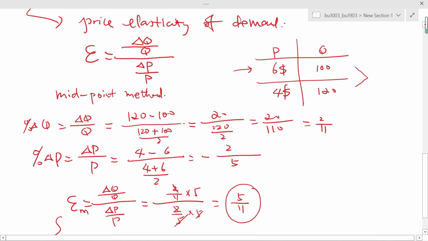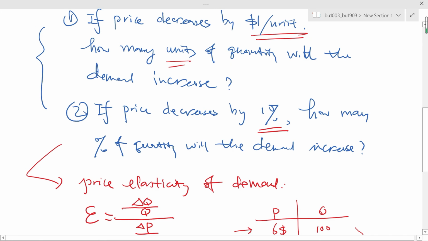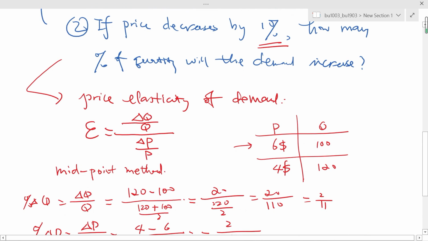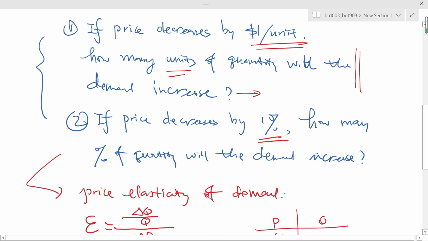Okay, let me go back to question 1. When we are asking questions like question 1 here, essentially for our data it says that if price decreases by $2 per ice cream, the demand will increase by 20 cones of ice cream. So when we talk about question 1, we are actually talking about the slope of the demand function. So I hope you are aware of this point.